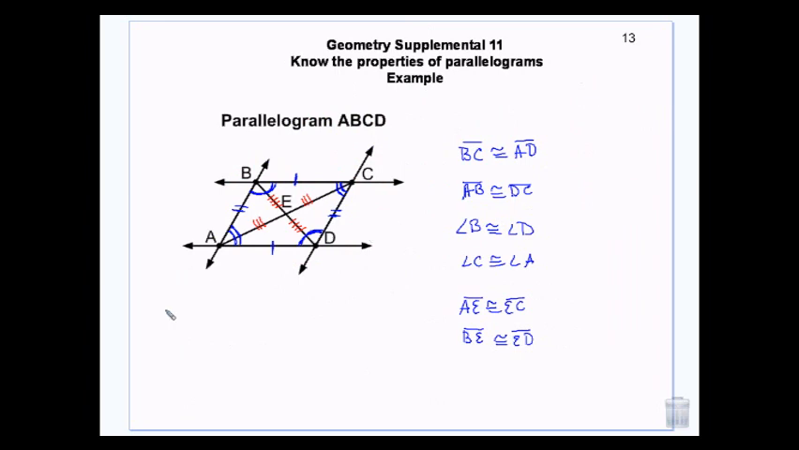We also get this really cool thing that the measure of angle A plus the measure of angle B equals 180. The measure of angle B plus the measure of angle C equals 180. The measure of angle C plus the measure of angle D is 180. And the measure of angle D plus the measure of angle A is 180. So any two angles that are connected by a side will add up to 180.